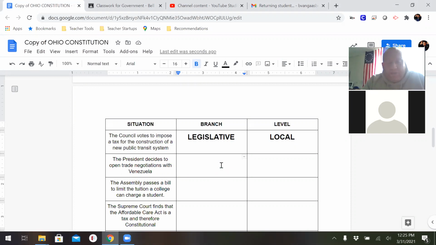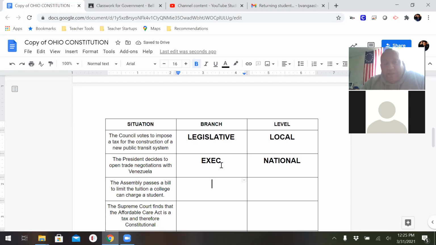Okay, Jalen chiming in correct. The executive, okay? So the president would be the executive branch. Now, since it's the president, what level? Is it national, state, or local? National. It is national. Very good. Okay, so that's the national level.